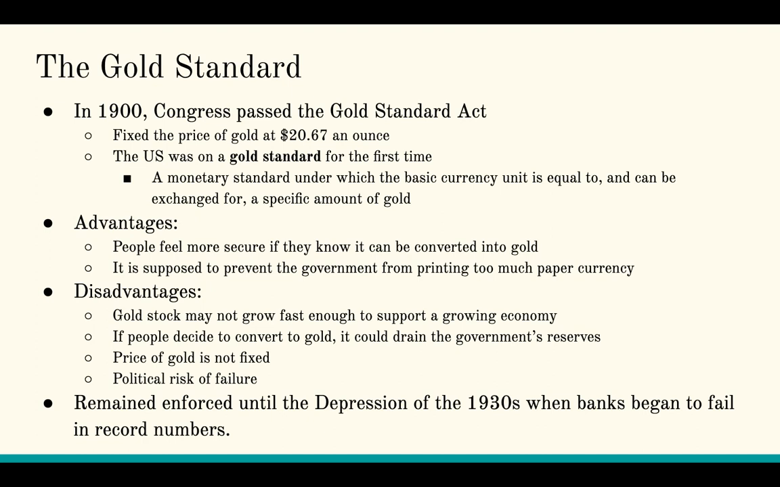So, some advantages associated with the gold standard. People now feel more secure if they know it can be converted into gold. It's kind of like a safety net for them. Another advantage, it is supposed to prevent the government from printing too much paper currency. In theory, the government promises to print only as much currency as can be backed by or exchanged into gold. This keeps the currency relatively scarce and it helps to maintain its value.